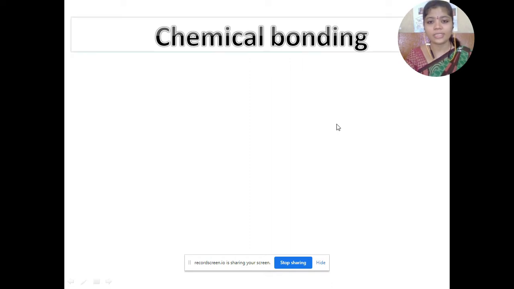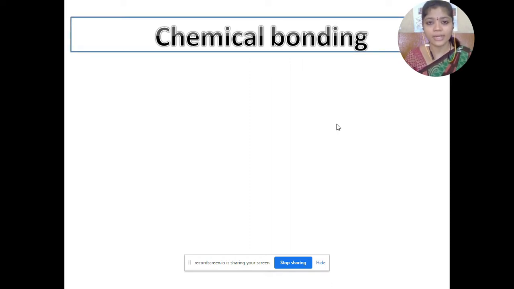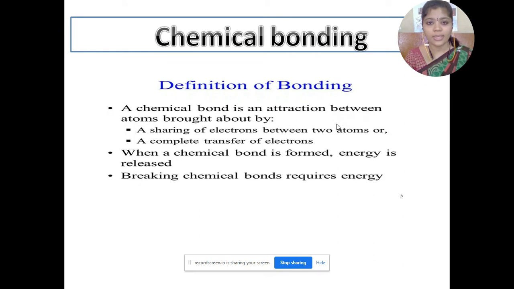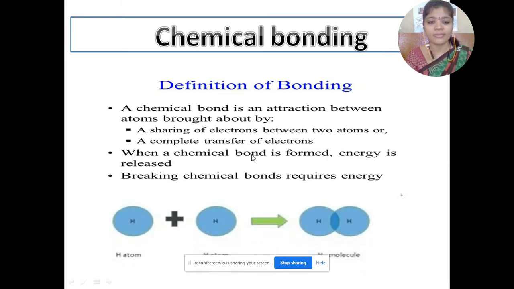Good morning, students. Today our topic is chemical bonding. We already know that. Okay, what is the definition of chemical bonding? It means the attraction between two atoms or ions together in a molecule. It is called chemical bonding.